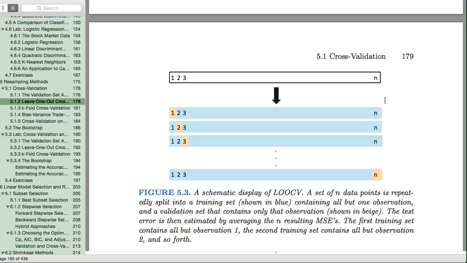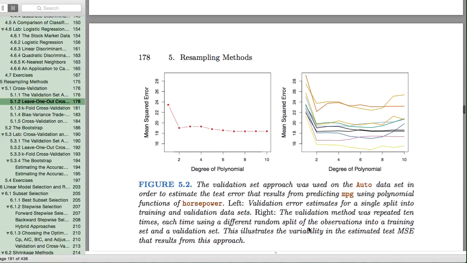And then we take the average of the mean squared errors that result from these n procedures. And this works out pretty well. In fact, here's a picture of it estimating the mean squared error for the auto data set that we used previously. We predicted miles per gallon as a function of horsepower, horsepower squared, horsepower to the third, horsepower to the fourth, and so on. And so we get a fairly stable estimate of mean squared error here.